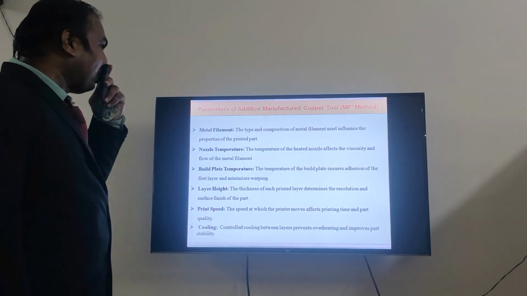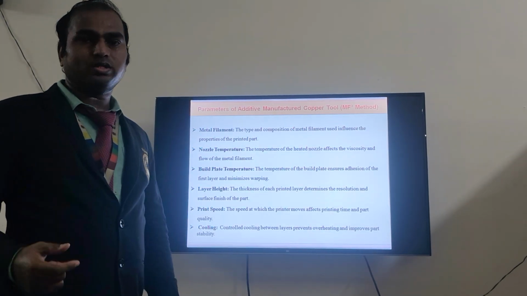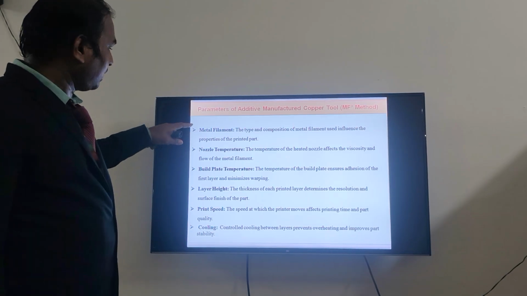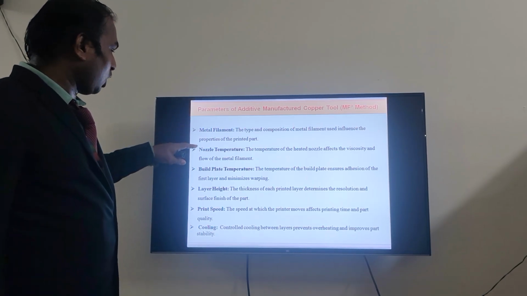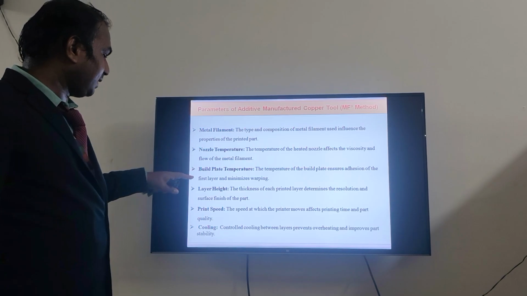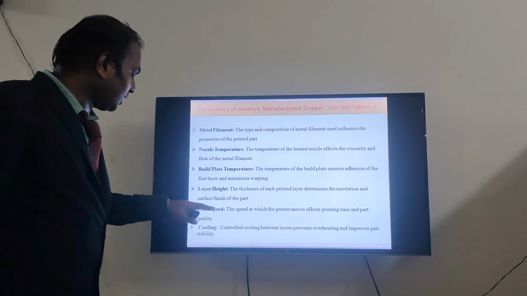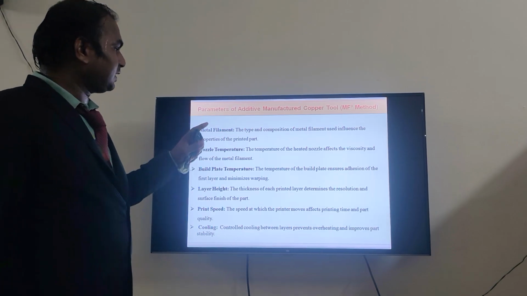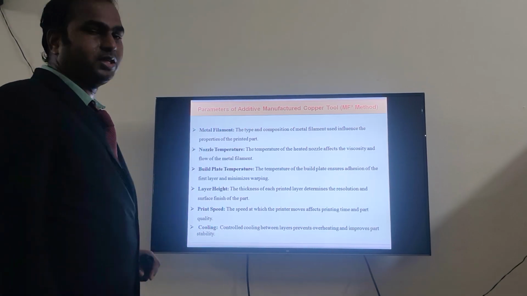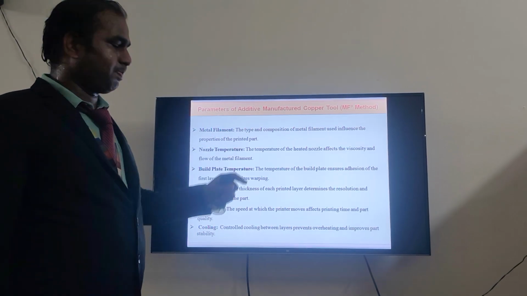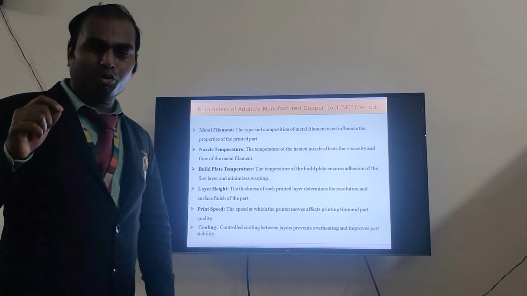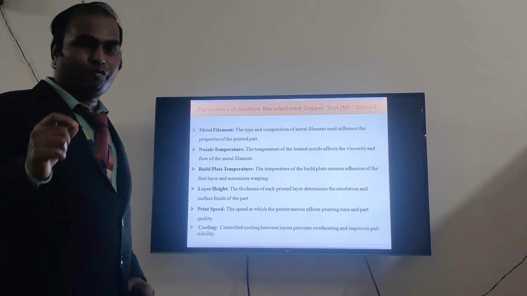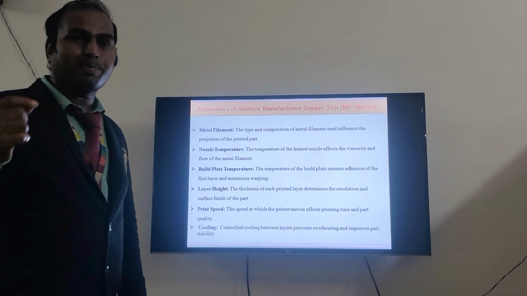So here are the parameters we are going to use in the filament fabrication technique. The most important ones are the metal filament, nozzle temperature, build plate temperature, layer height, printing speed, and cooling. The composition of the filament influences the properties of the printed parts. Nozzle temperature is the most important factor, affecting the viscosity and the flow of filament from the nozzle during the deposition rate.